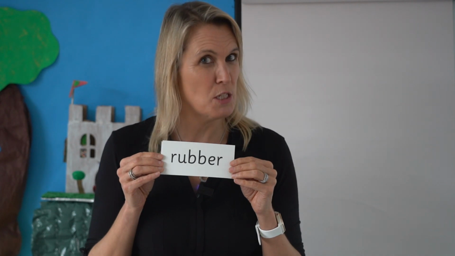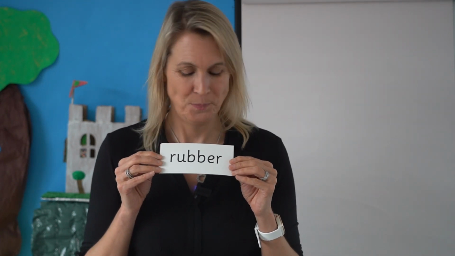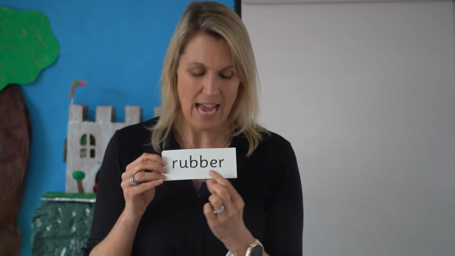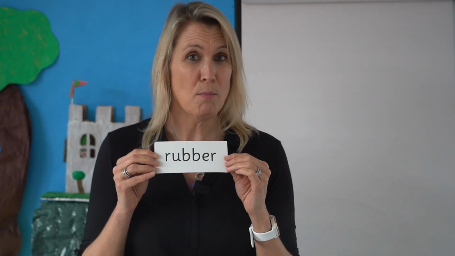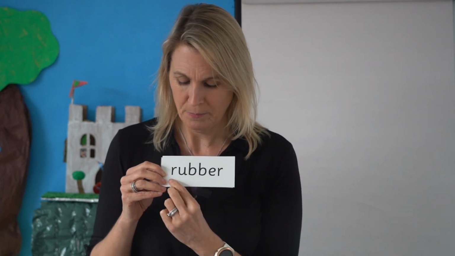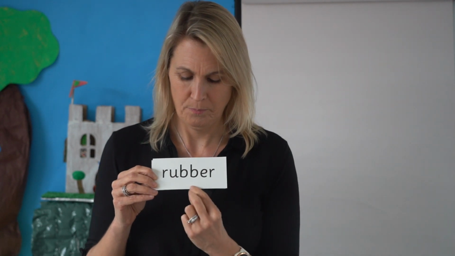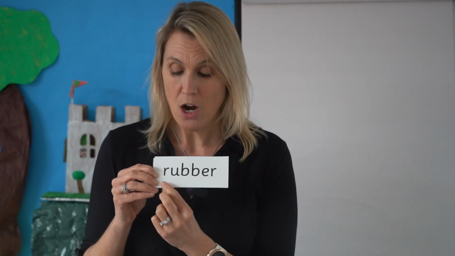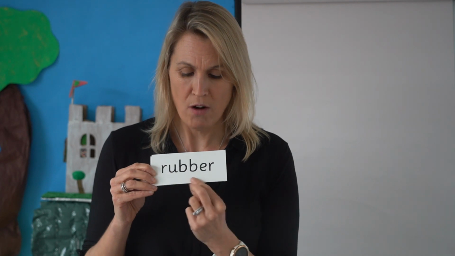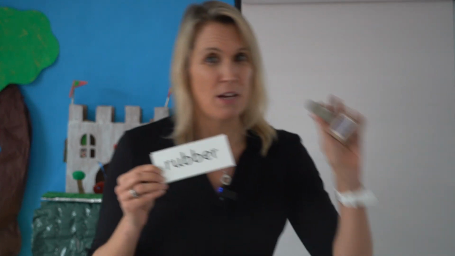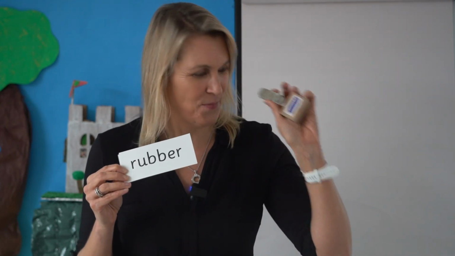Next word, are you ready? Have a look at this one. Can you spot the digraphs? Yes, the digraphs are bb and er. Read each sound as I point, then blend and read the word. It's another longer word, so let's chunk it up. Let's read it together. R-u-b, rub, er, rubber. I need my rubbers for rubbing out any mistakes.